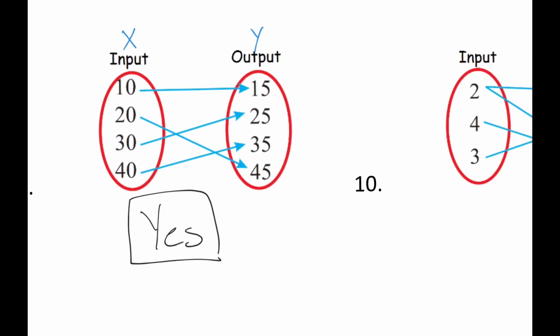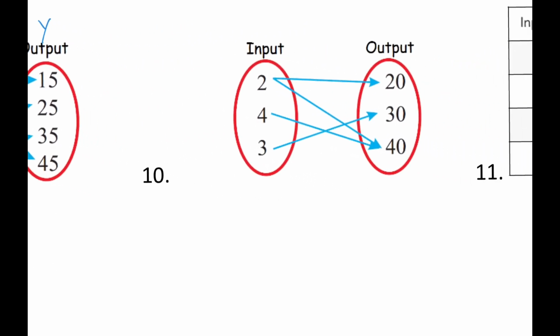If you look at number 10, the first input, this one, the 2, has two arrows going out. So right there, I know this is not a function. The outputs don't really matter. The outputs can be repeating. You can have two arrows going in. That's okay. But remember, it's all about the inputs, the x's. Since we have two arrows going out from this input, the number 2, this is not a function.